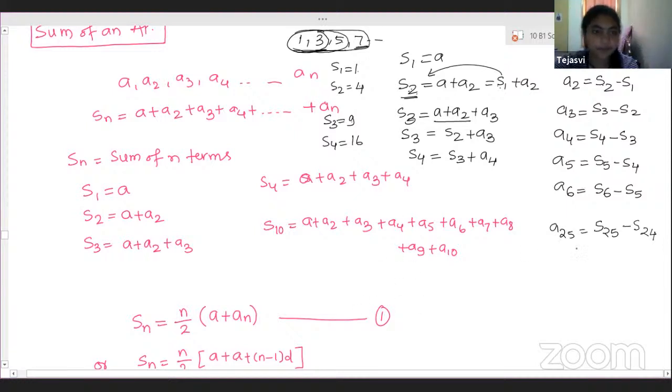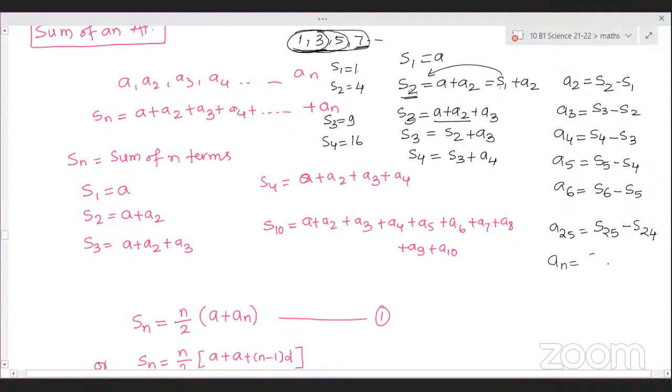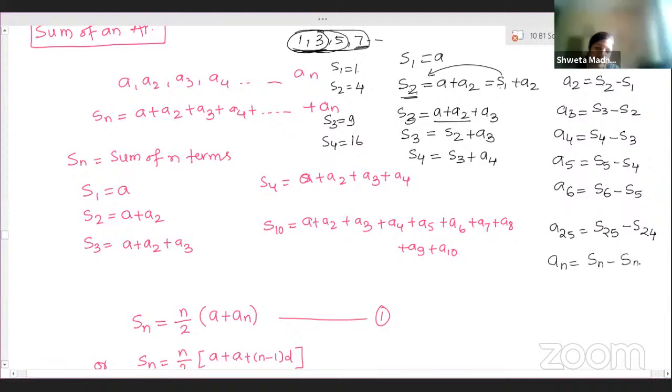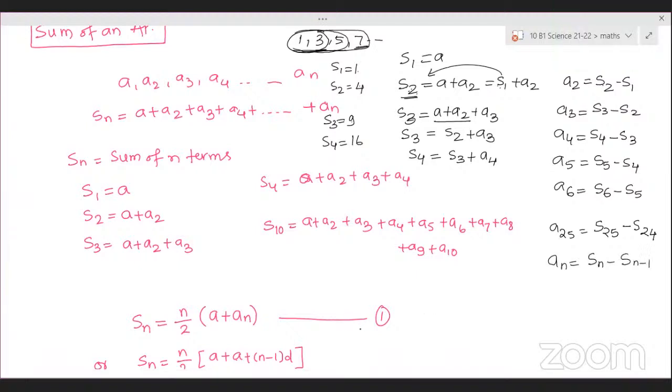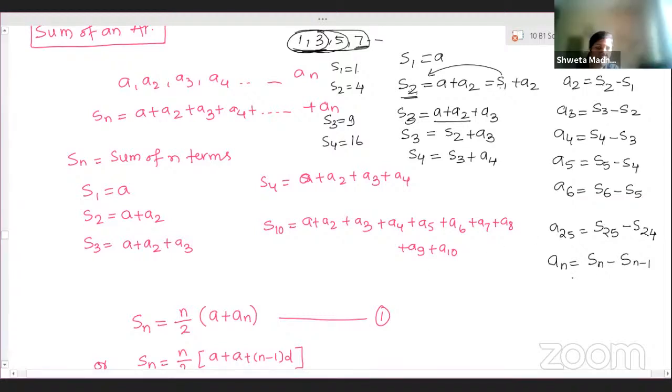So what is An? An is equal to Sn minus S of (n minus 1), where n minus 1 in brackets gives the sum of the earlier terms. Clear? Understood this point?